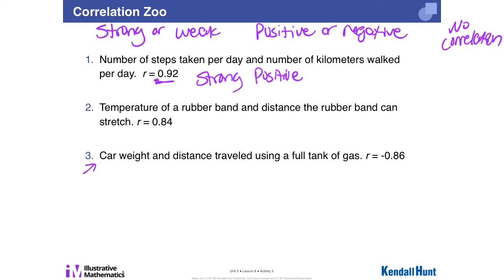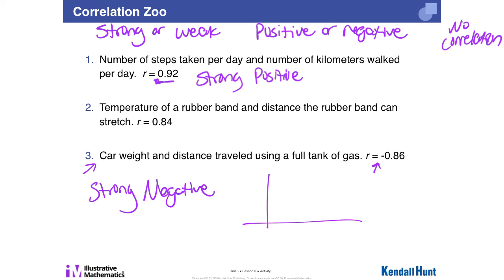Skip down to number 3, the car weight and the distance traveled using a full tank of gas. This has a negative relationship, you can see right there. And that 0.86, that's a pretty strong negative relationship because it's pretty close to 1. And if you think about it, it makes sense. If your car is heavy, then the distance you can go on a full tank of gas is going to be less. And so you would have a line like this with some points pretty close to the line.